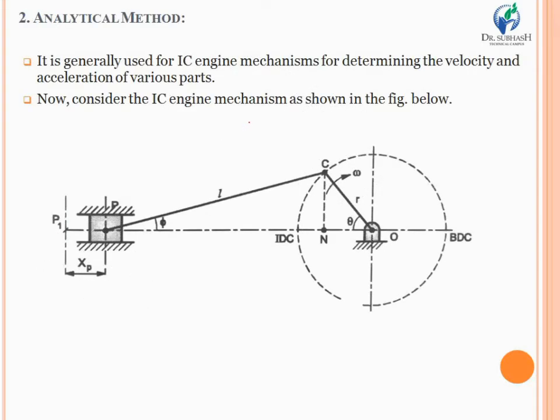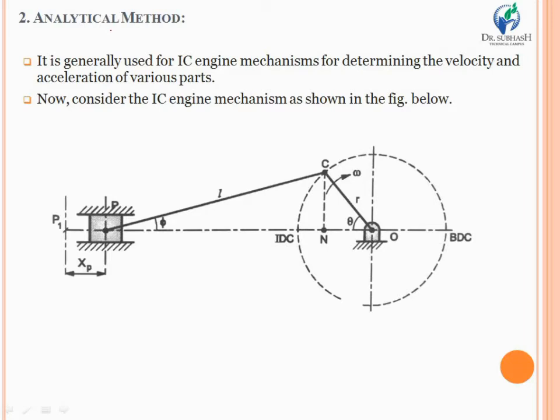Now point number 2, that is analytical method. Actually, up to now we have discussed a number of methods through which we can calculate or determine velocity and acceleration components, like relative velocity and acceleration method. Plank construction is there, instantaneous center method is also there. Of course, a few more graphical methods are also available, but from the subject point of view, this is more than enough.